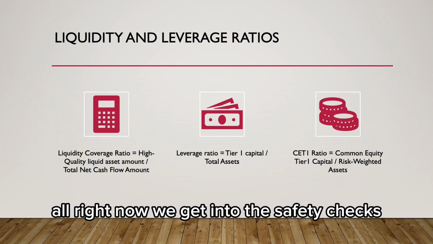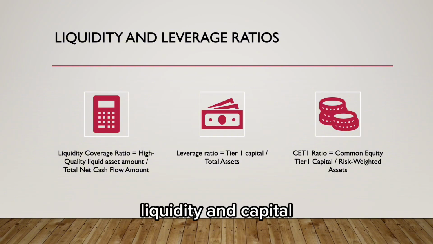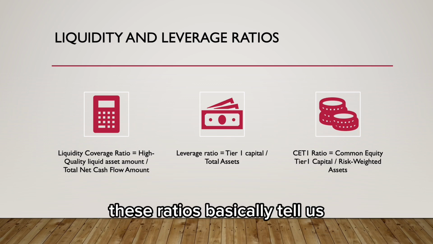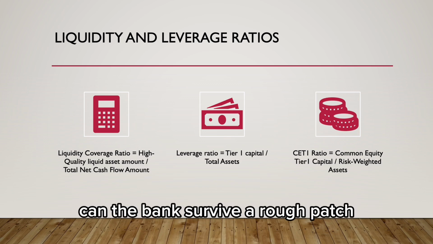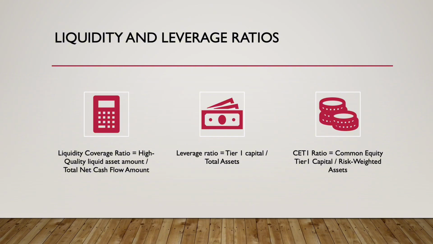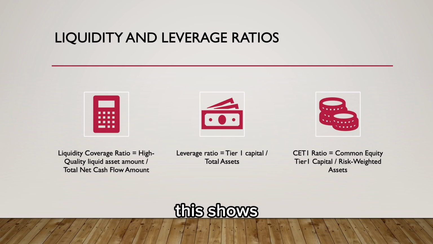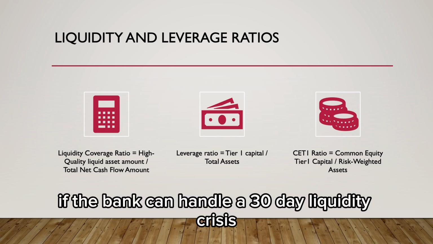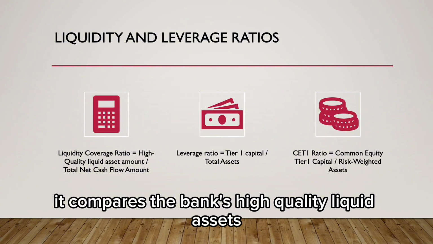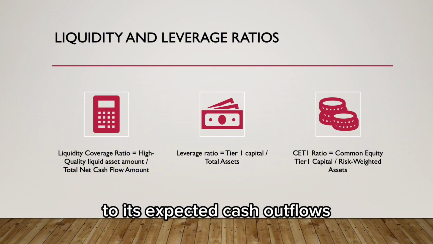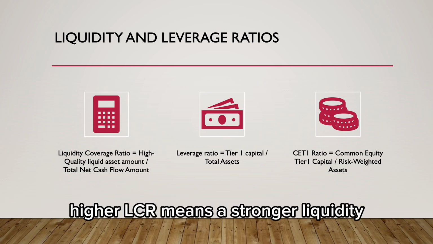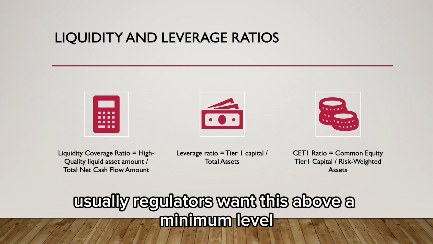Alright, now we get into the safety checks, liquidity and capital. These ratios basically tell us, can the bank survive a rough patch? The first one is the liquidity coverage ratio. This shows if the bank can handle a 30-day liquidity crisis. It compares the bank's high-quality liquid assets to its expected cash outflows. A higher LCR means stronger liquidity. Usually, regulators want this above a minimum level.